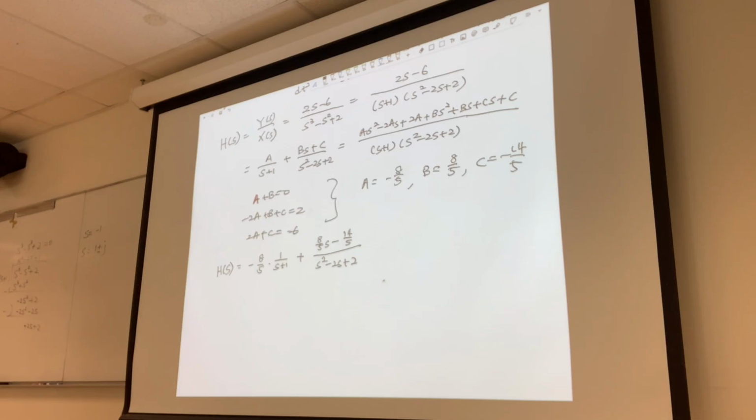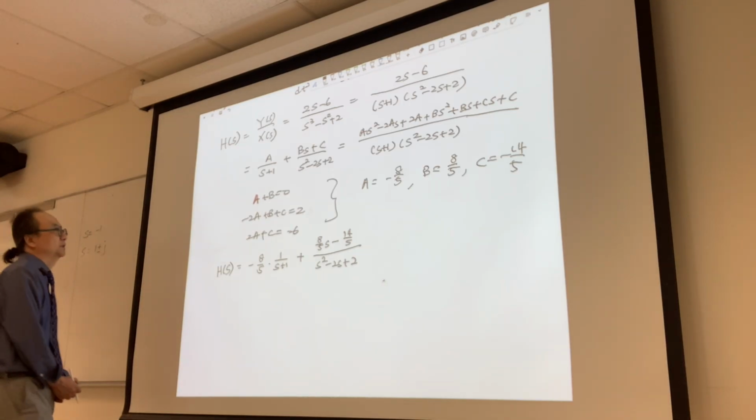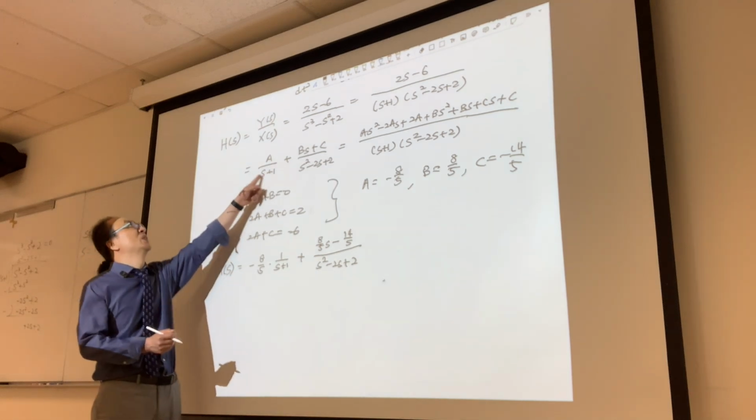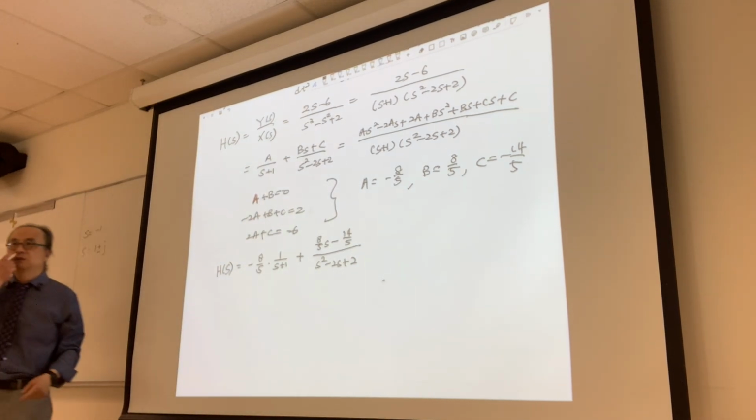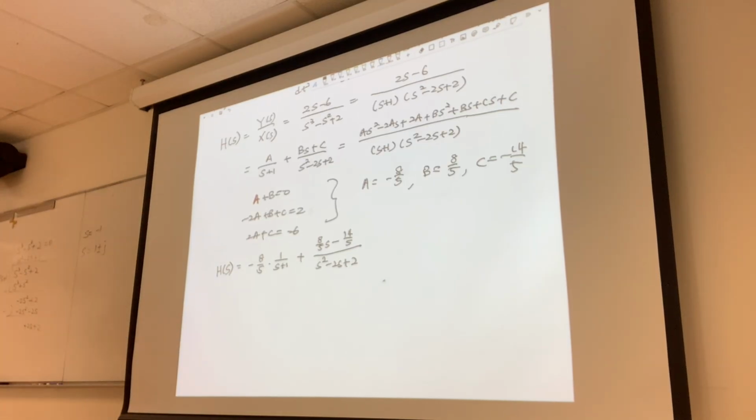So after we found a, b, and c from the partial fraction expansion, we put those back into our H of s expression. Then we have that. And again, this s squared minus 2s plus 2, that is the complex number root.